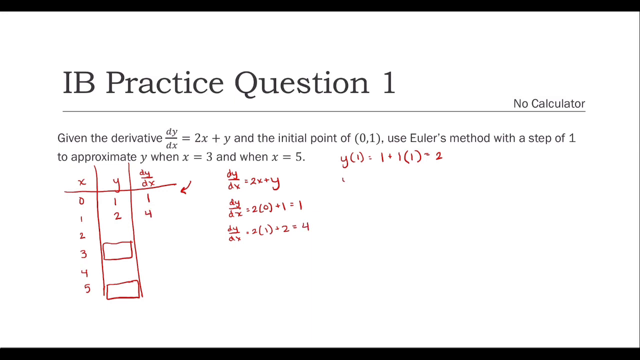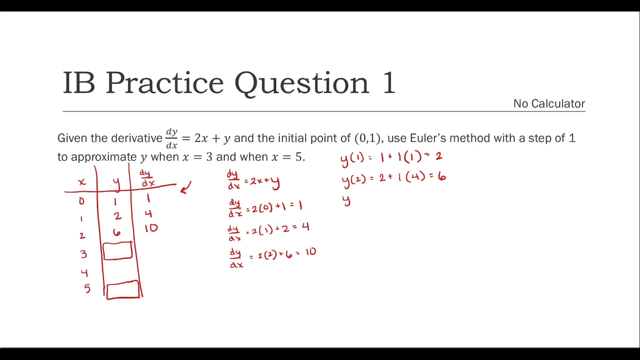So to get our y when x is 2, it's going to be our previous y value plus our step times the slope from the line before. So this is 2 plus 4, which is 6. So our y value is 6. We'll get our new slope. dy/dx equals 2 times 2 plus 6, which is 10. So that slope is 10.